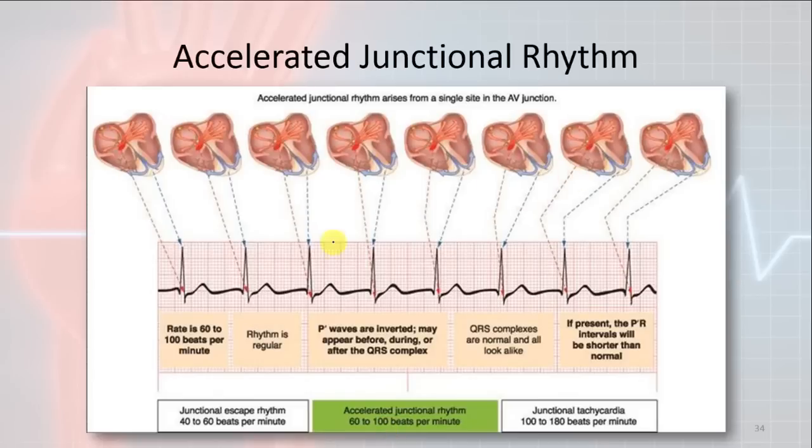Let's get an example of an accelerated junctional rhythm here. As you can see here, let's say this is a 6-second strip. What's our rate? 1, 2, 3, 4, 5, 6, 7, 8. So the rate is 80. That would be a ventricular rate.